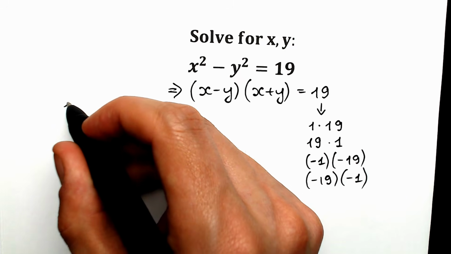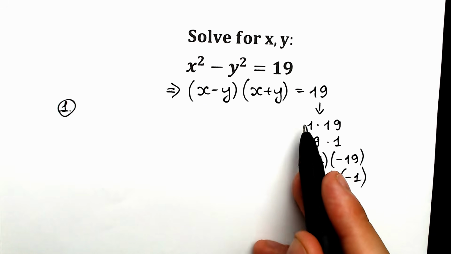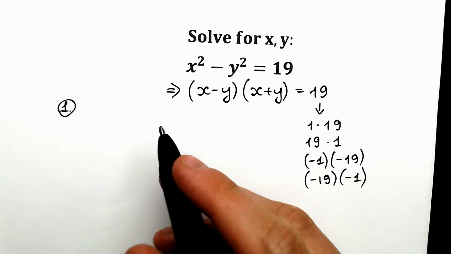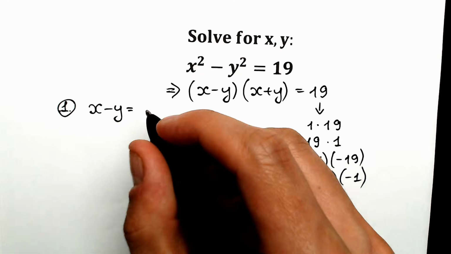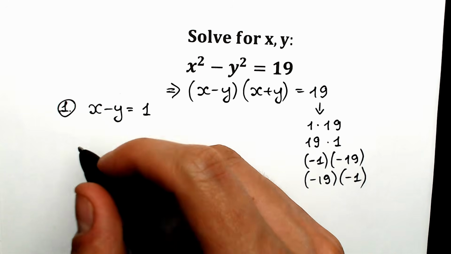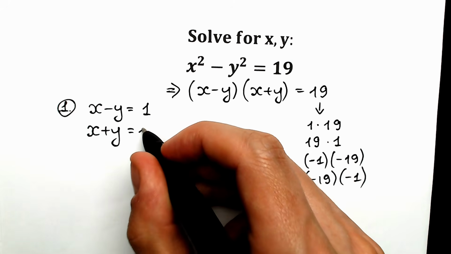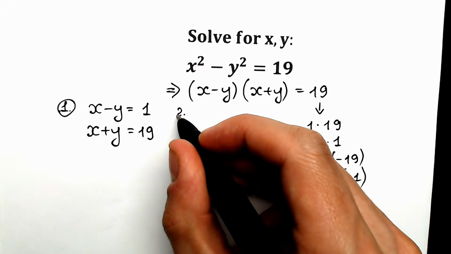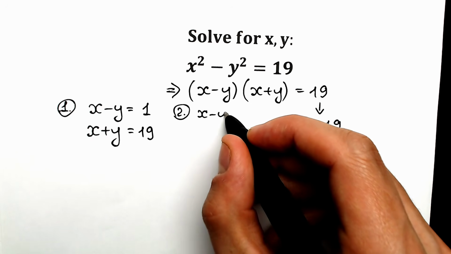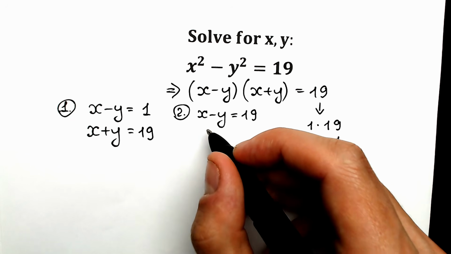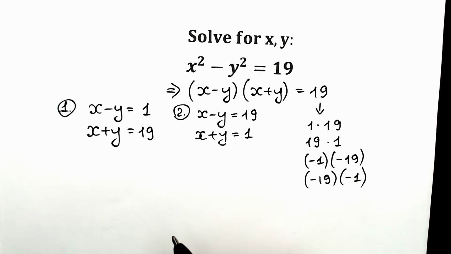So right now let's write our systems of equations. We have our first system: x minus y equal to 1, x plus y equal to 19. Second system of equations, we have 19 and 1, so x minus y equal to 19, and x plus y equal to 1. This is our second system of equations.